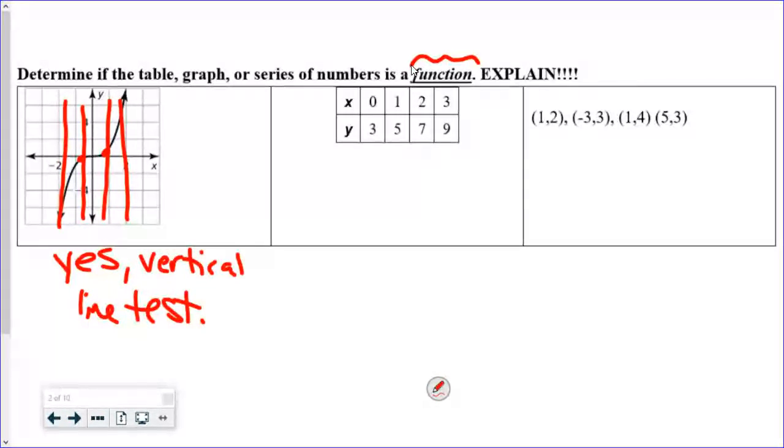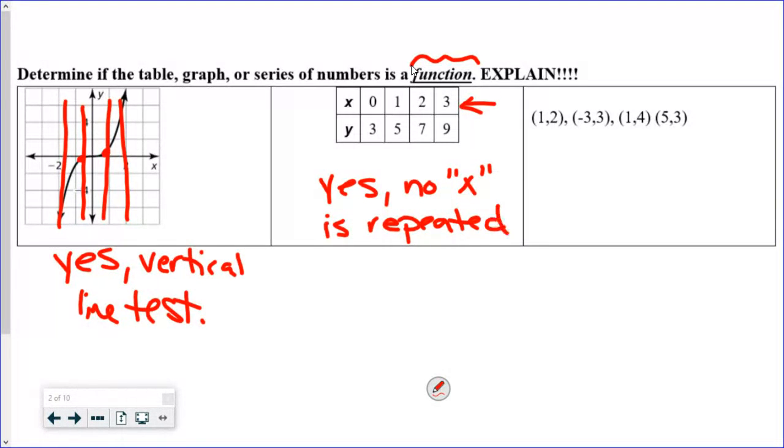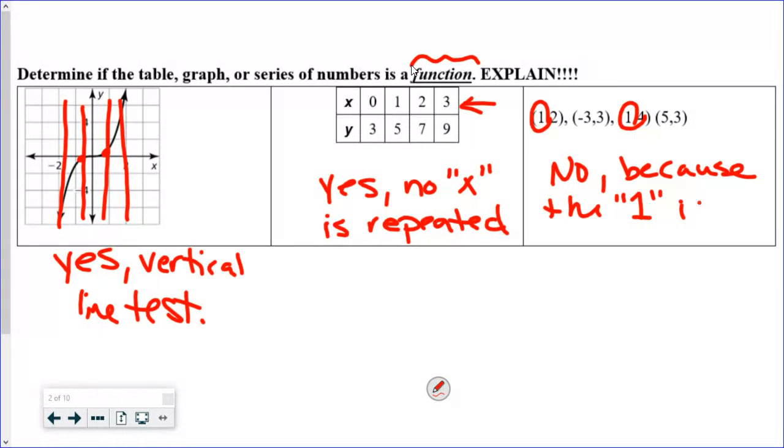Remember, this isn't linear or nonlinear. This is a function or not a function. This is also, yes, it is a function because no x is repeated. Okay, now I look here. This is no, and I circle that because the 1 in the x spot is repeated, and we can't have an x that is repeated or an input.